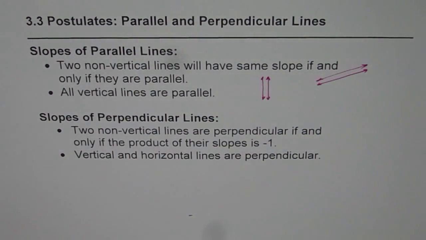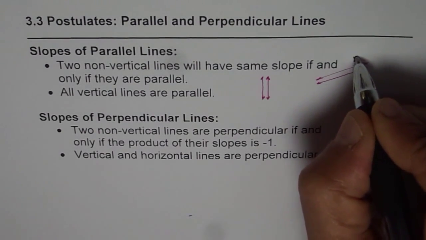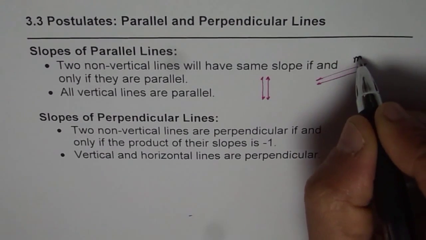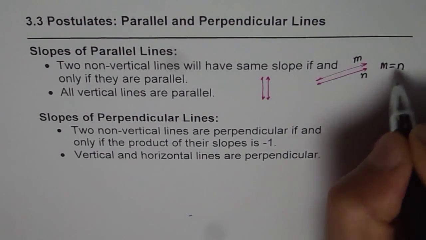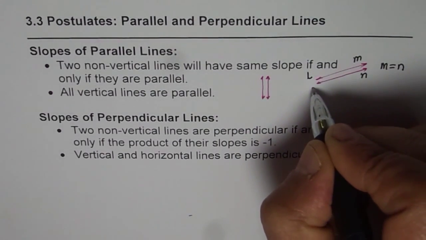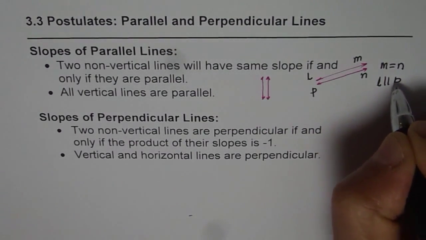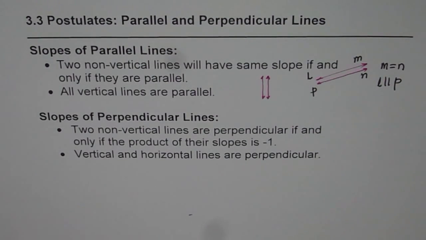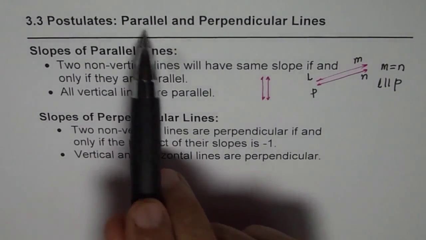So we're trying to say here that if the slopes of two lines are m and n, then if m equals n, then these two lines, let me call them L and P, line L is parallel to line P. That is what we're trying to say, right? So that is how you should understand this postulate on parallel lines.